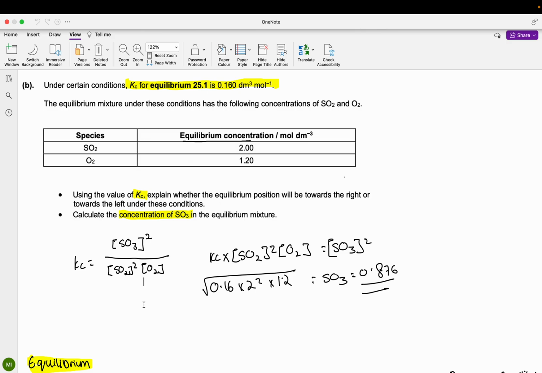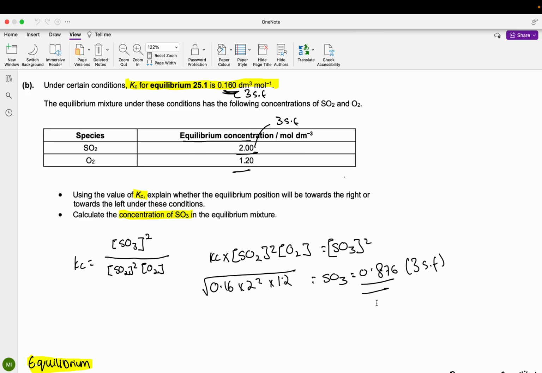Also, why have I given this to 3 significant figures and not 1 or 2 or 4? The reason why is you look at your question. We are given 3 numbers here, 0.16, 2 and 1.2. When you have these numbers, look for the lowest number of significant figures that the question has given a number in. This was given in 3 significant figures. This was also given in 3 significant figures. And this was also given in 3 significant figures. So therefore, I'm also going to give my answer in 3 significant figures. You give it to the lowest number of significant figures the question has given.